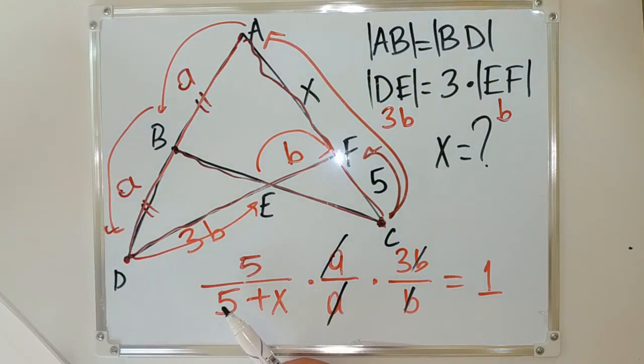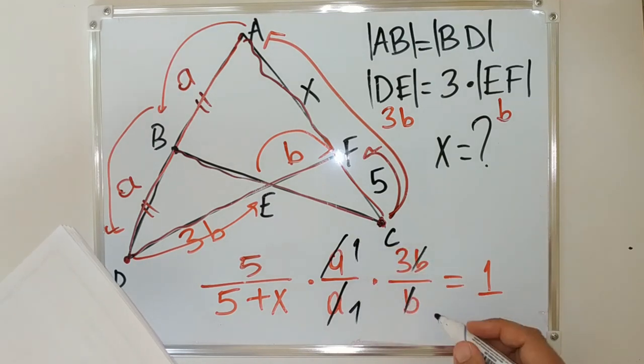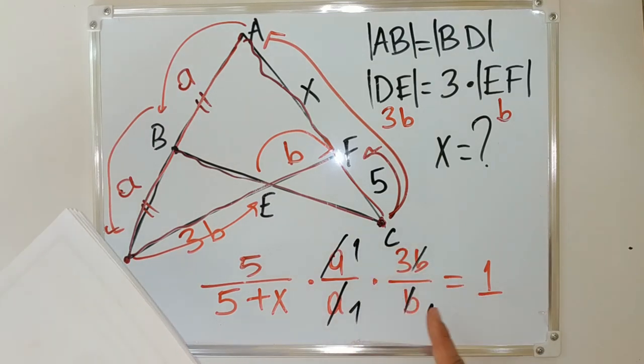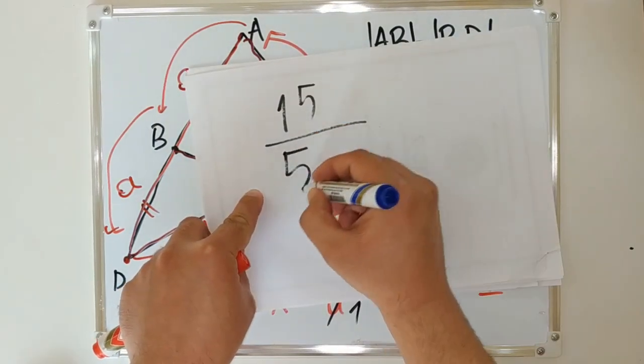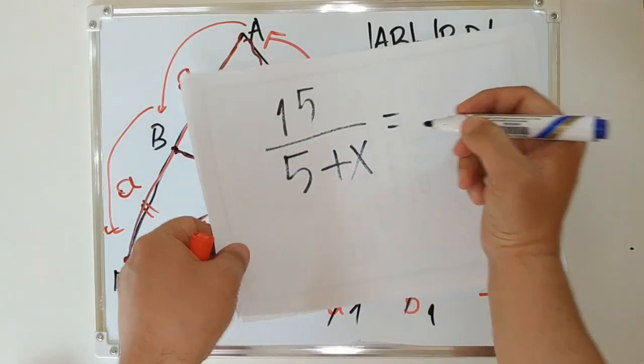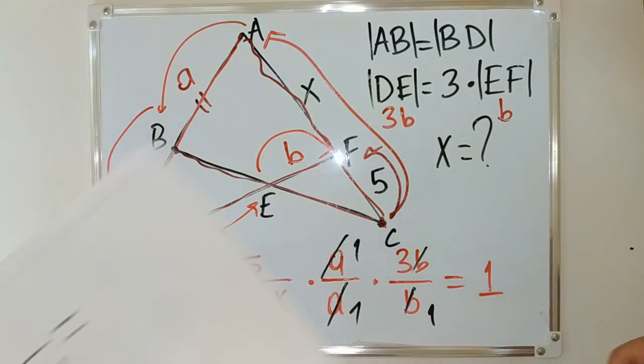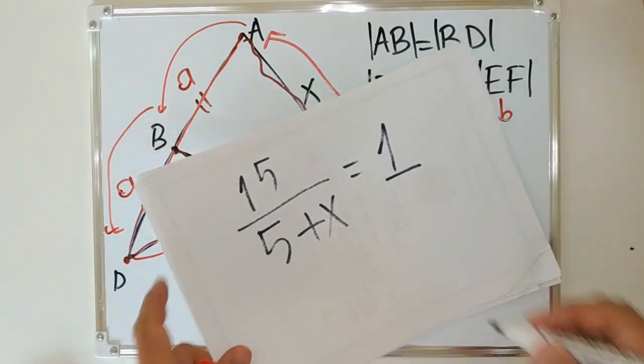In the denominator, we have 5 plus x, and as you know, these are 1, so 5 plus x times 1 times 1 gives us 5 plus x. So 15 over 5 plus x is equal to 1.